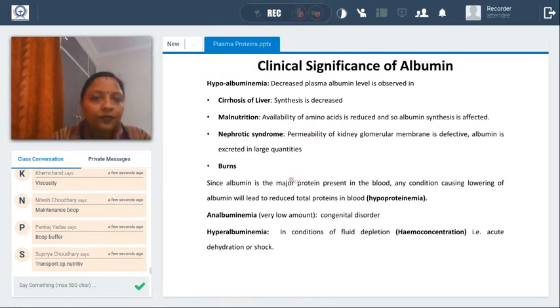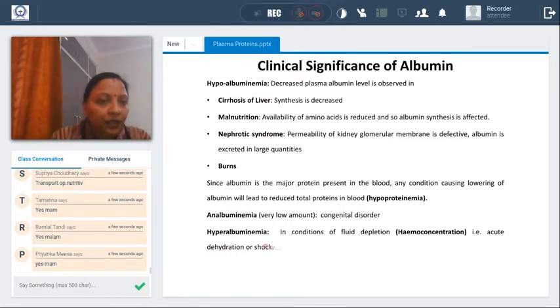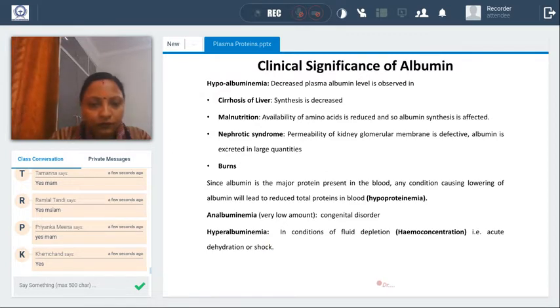So please add in the box. Have you understood about hypoalbuminemia and hyperalbuminemia? Am I audible to all of you? Please add in the box. Okay. Is it clear to all of you? Hypoalbuminemia and hyperalbuminemia. You have to remember the conditions. So hypoalbuminemia: liver cirrhosis, malnutrition, nephrotic syndromes, and burns. And hyperalbuminemia: in hemoconcentration, acute dehydration and shock.